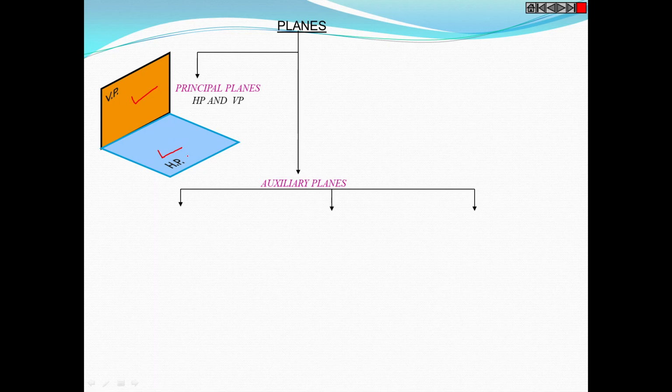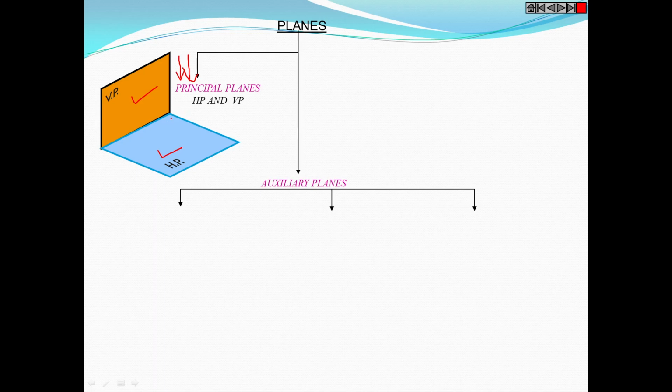So this horizontal plane is the plane parallel to the ground surface, and the vertical plane is the plane perpendicular to the ground surface. So the vertical plane becomes perpendicular to the horizontal plane. On the horizontal plane we get the top view, where we are looking from the top, and the projection of the object we get on the horizontal plane.